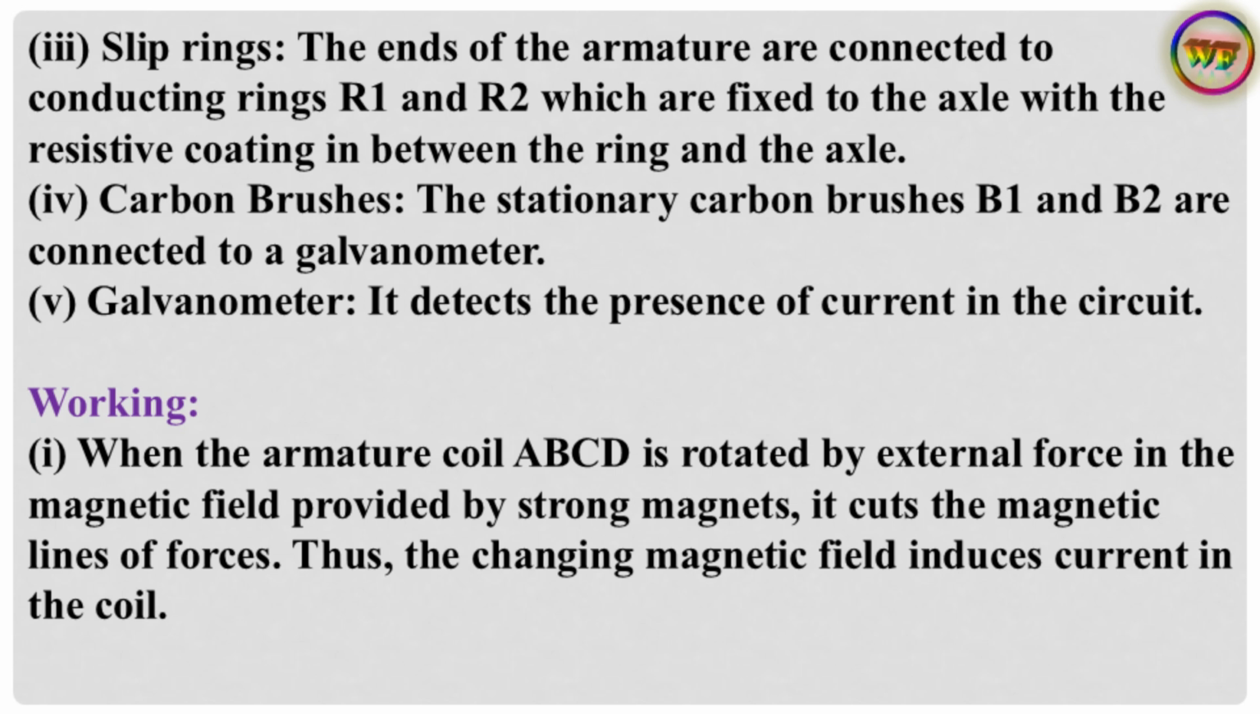Working. Point 1. When the armature coil ABCD is rotated by external force in the magnetic field provided by strong magnets, it cuts the magnetic lines of force. Thus, the changing magnetic field induces current in the coil.